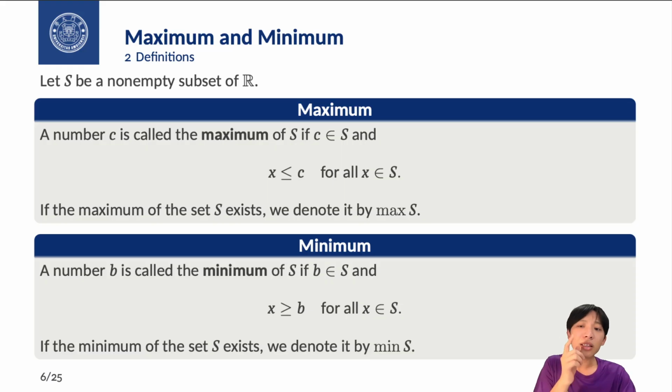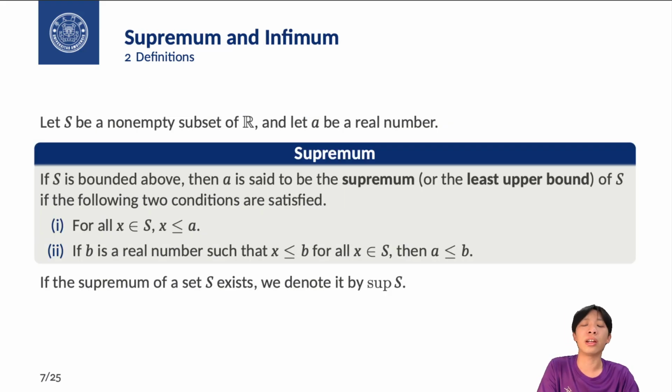Then, let us define the supremum and infimum of a set. For a non-empty subset of real numbers, a number is called a supremum if it is an upper bound and it is less than or equal to any other upper bound. We also call the supremum the least upper bound. If the supremum of a set S exists, we denote it by sup S.